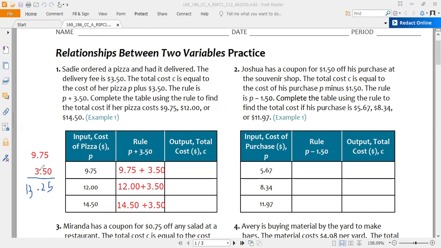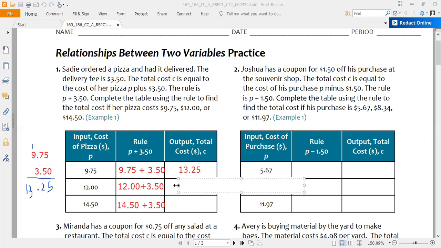You can check it again. 5 plus 0 is 5. 7 plus 5 is 12. 1 is remaining, carry on here. 9 plus 1 is 10. 10 plus 3 is 13.25. So it means the total cost that will be here is 13.25.